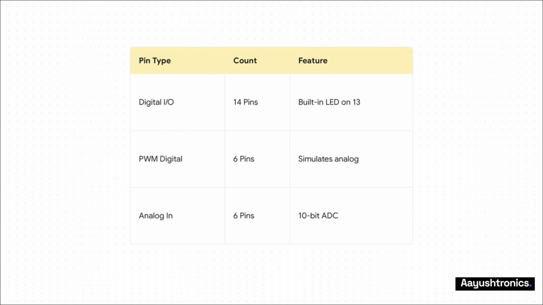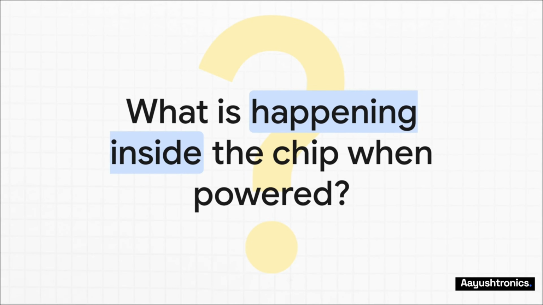Finally, you have 6 dedicated analog input pins routed to a 10-bit analog to digital converter. This basically maps continuous real-world voltages, think like a volume knob, into readable discrete digital steps from 0 all the way to 1023. We know what the pins do on the outside, right? But to truly master this hardware, we have to ask what the ATmega328P is actually doing on the inside the second it gets power.